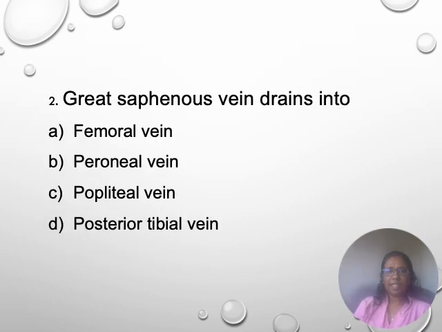Second question, the great saphenous vein drains into option A, femoral vein, option B, peroneal vein, option C, popliteal vein, option D, posterior tibial vein. Yes, the answer is femoral vein.